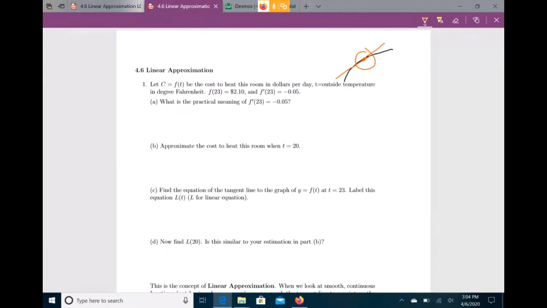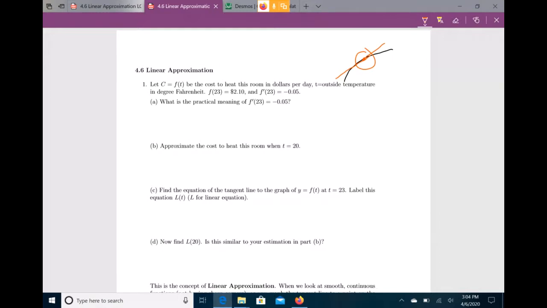So for example, say we have this function f of t, which is the cost to heat a room in dollars per day, where t is the outside temperature in degrees Fahrenheit. And we know that f of 23 is $2.10. So basically, when the outside temperature is 23 degrees Fahrenheit, it costs $2.10 to heat the room per day. All right, the derivative of this function at temperature 23 is negative 0.05.